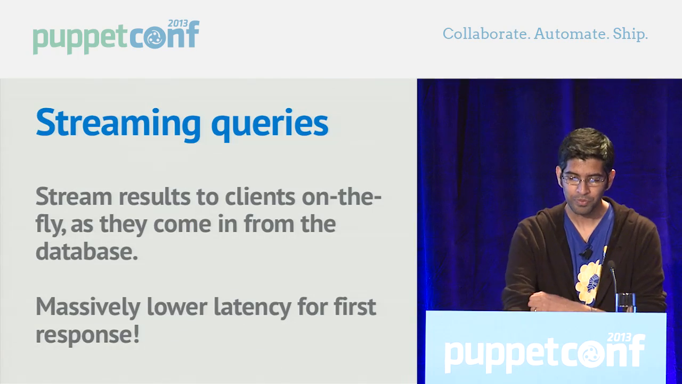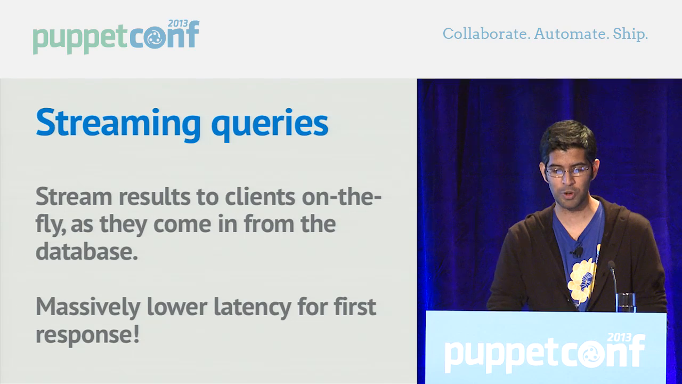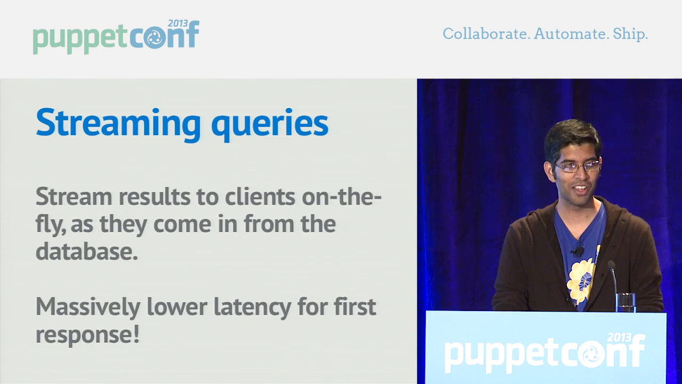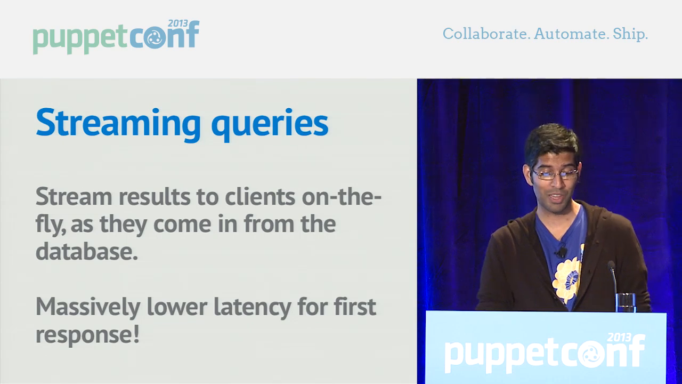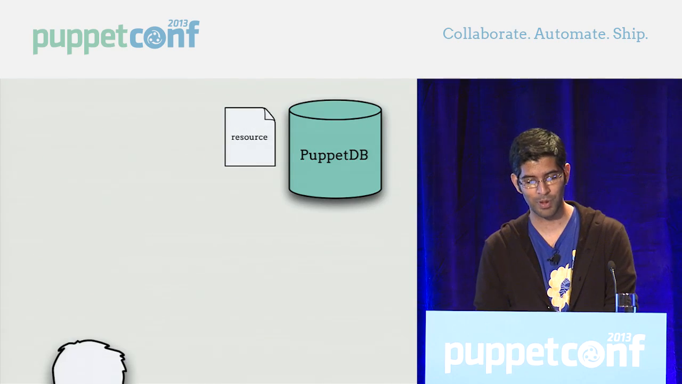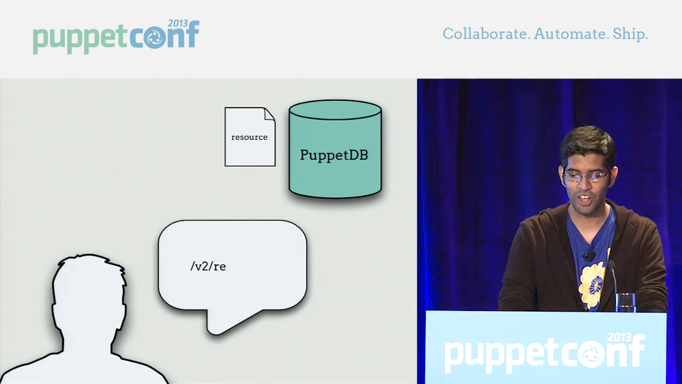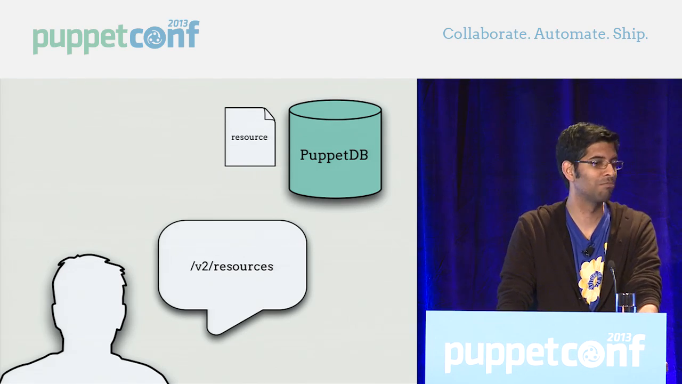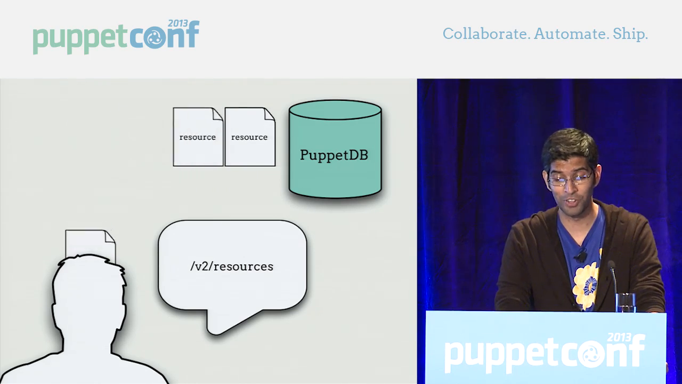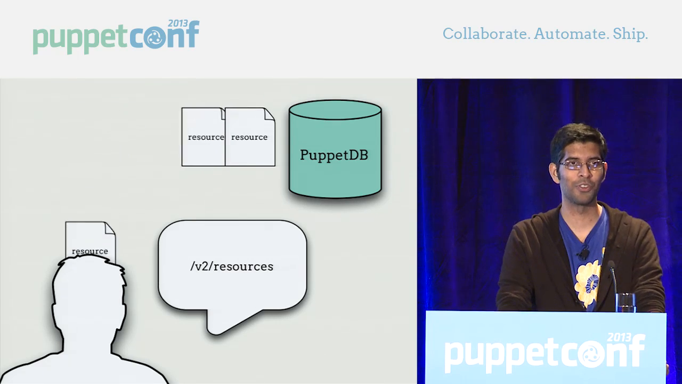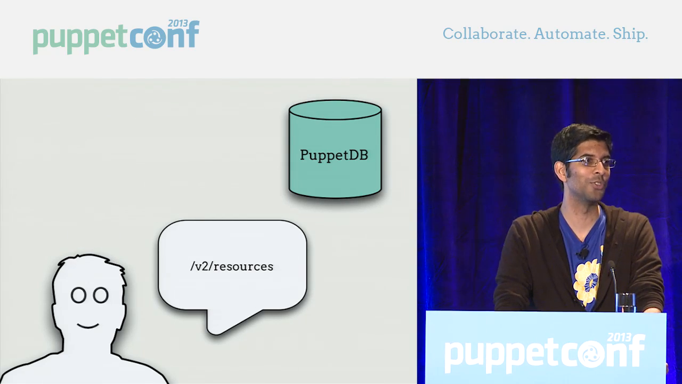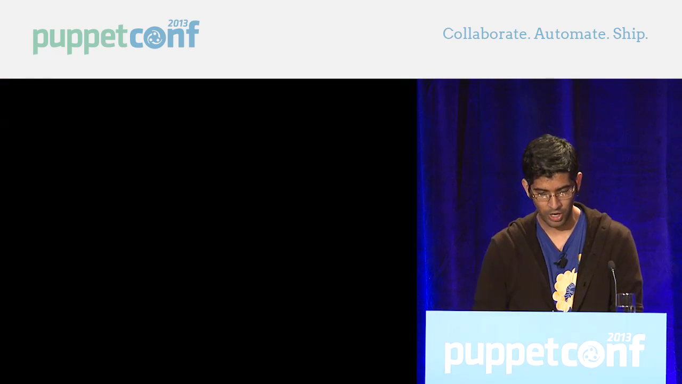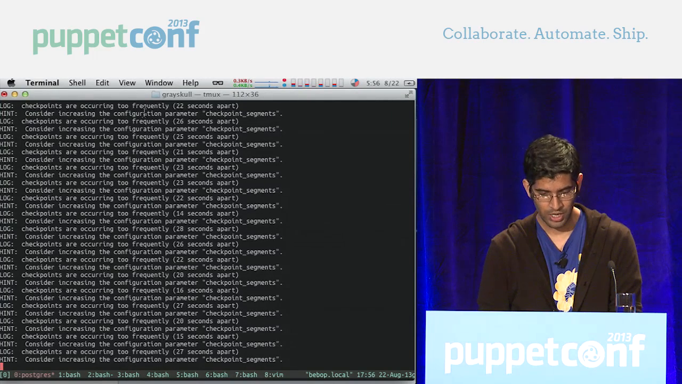Streaming queries. With streaming queries, you can basically stream results to clients on the fly as they come in from the database. So what that means is you get massively lower latency for the first response. In a nutshell, if I say I just want to get literally every single resource I have, it's going to open up a cursor to the database and just start siphoning the data to you as soon as it possibly can. I will show this really quickly.